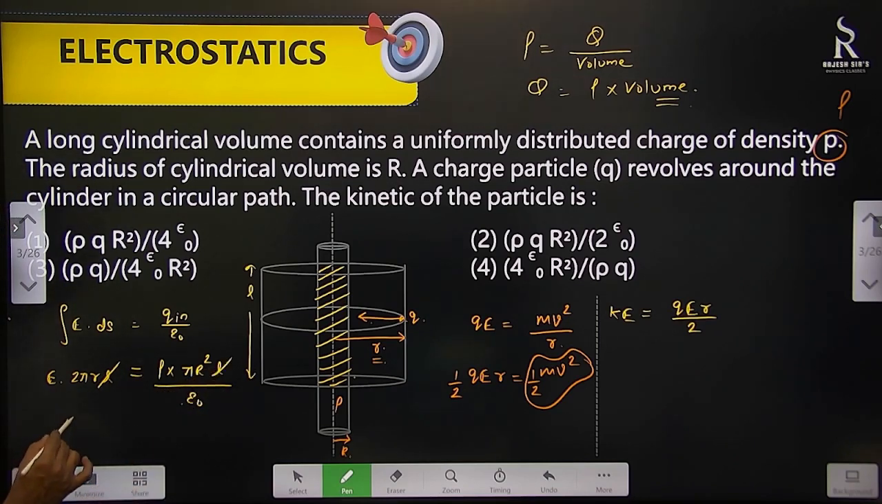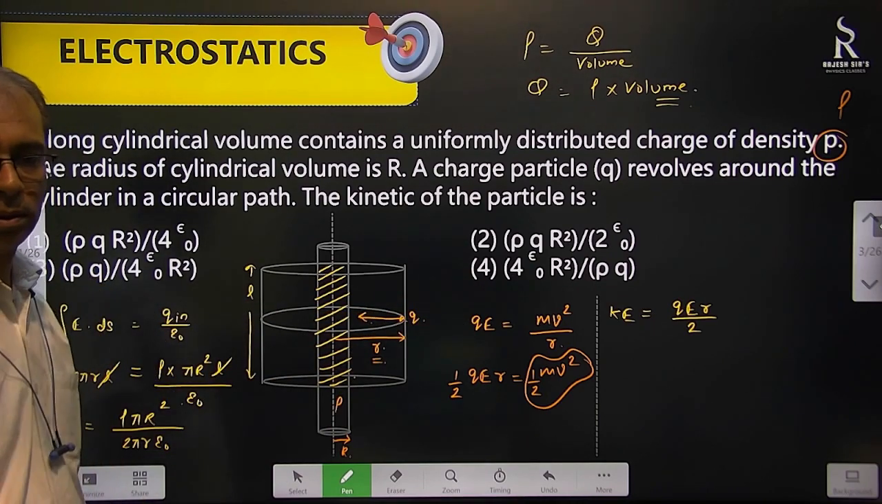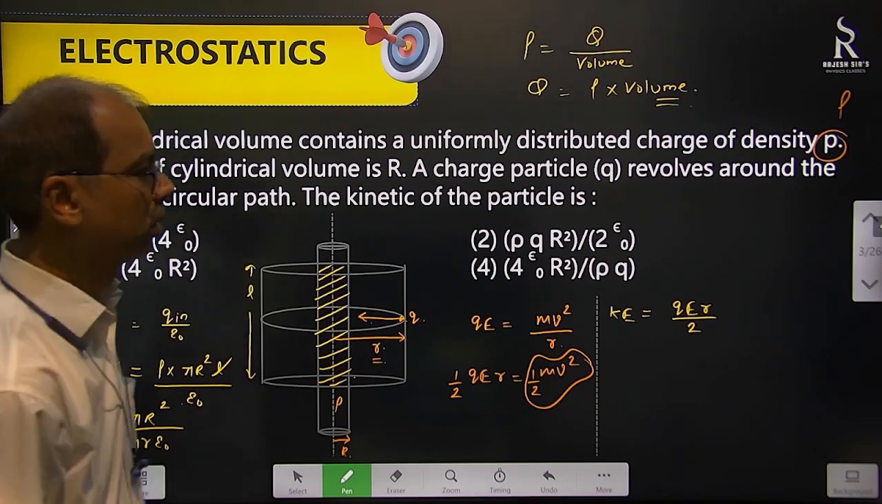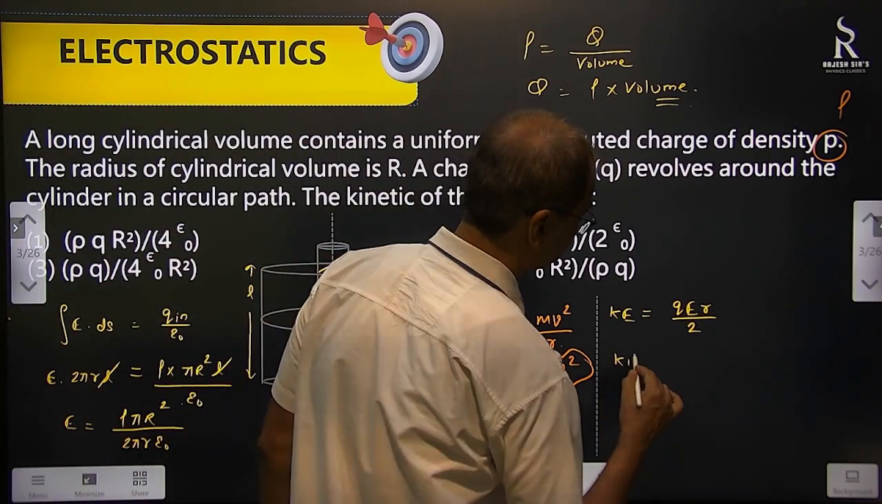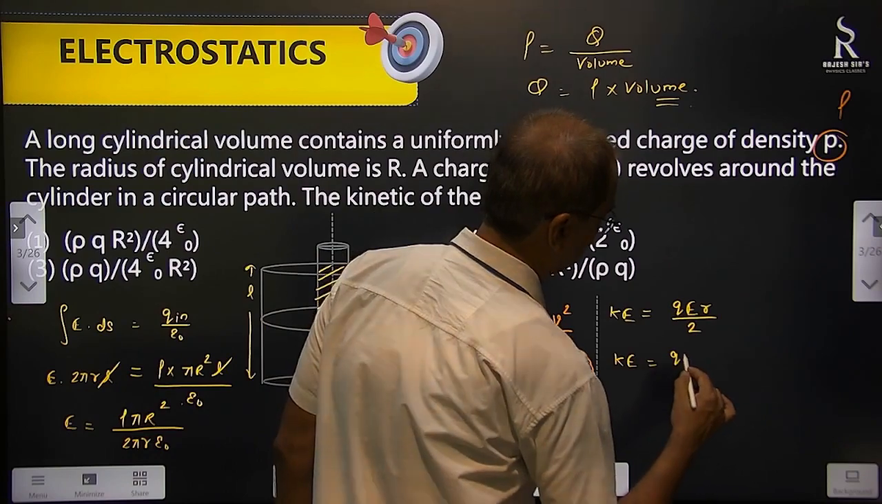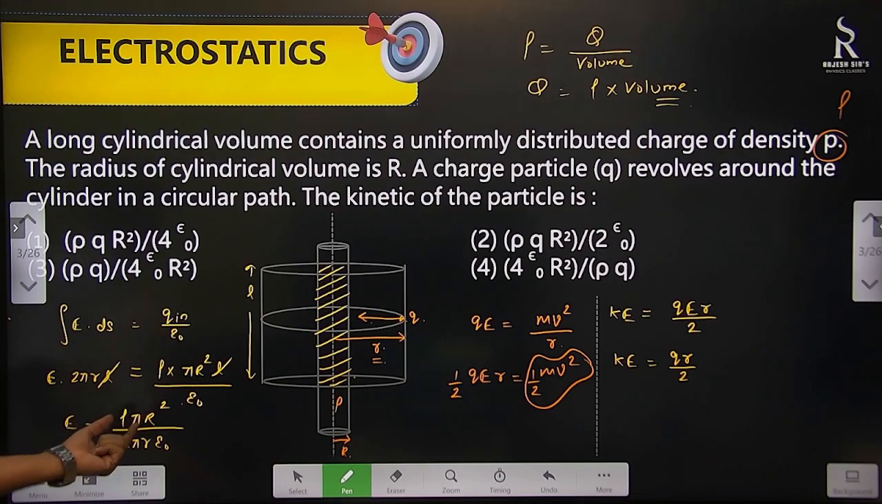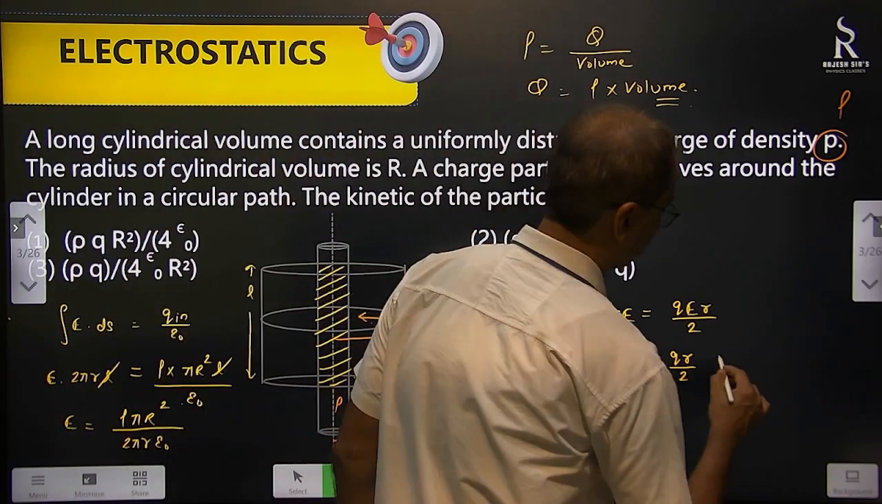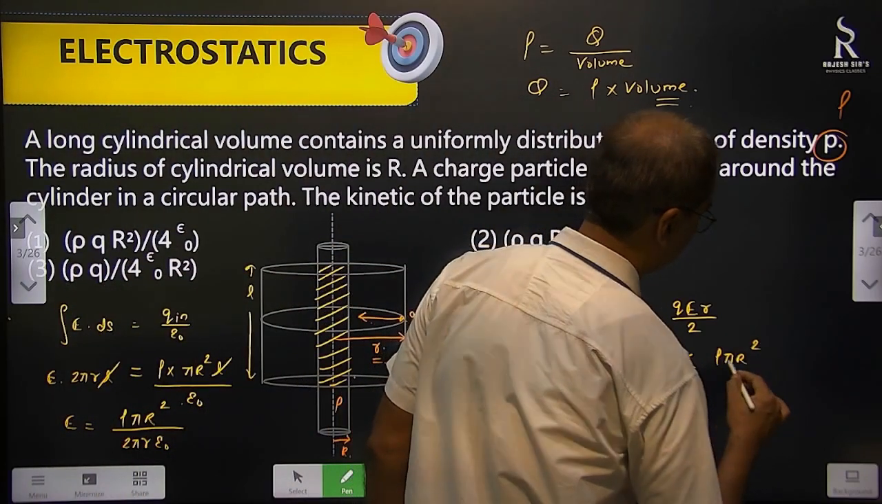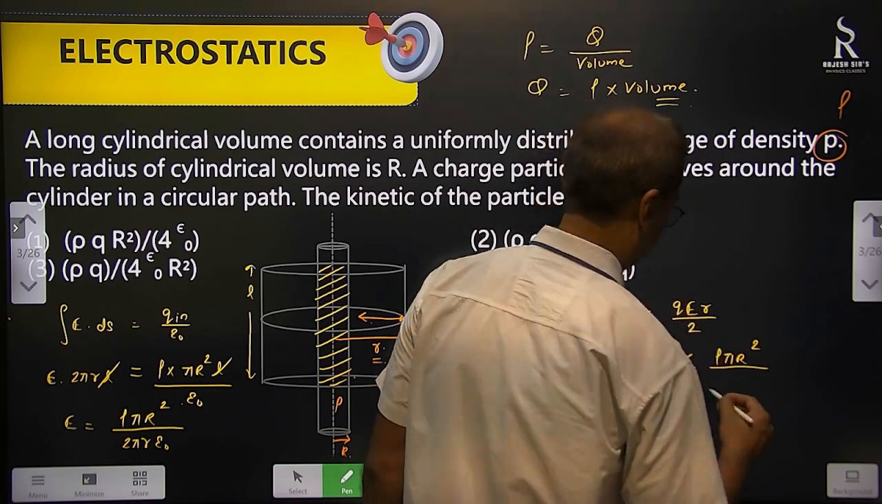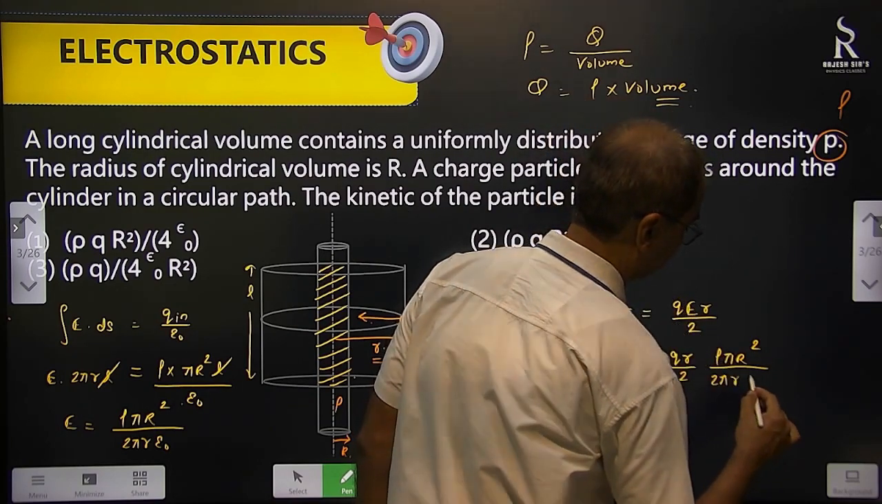So what is E value? E value is coming rho pi r square by 2 pi r epsilon naught. Okay, this value I should keep over there. Yes or no? Yeah. So kinetic energy is Q r by 2 into E. E is what? Here. Rho pi r square by 2 pi r epsilon naught.